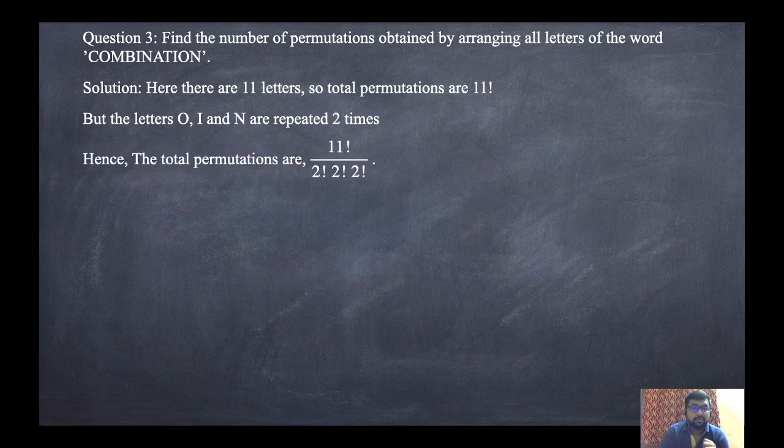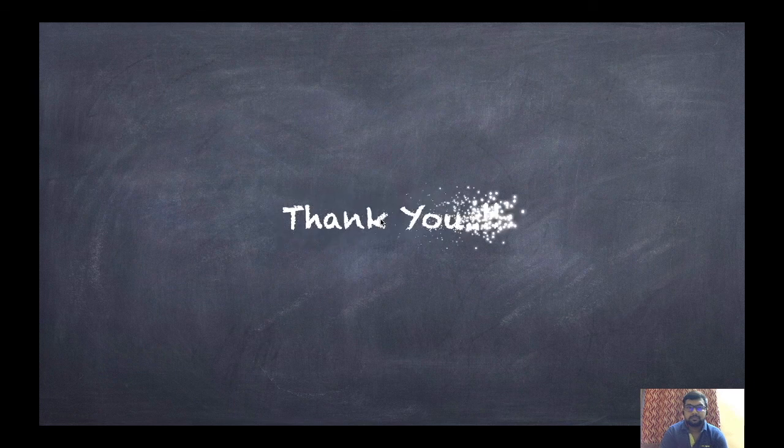So hence the total permutation is 11 factorial divided by, now O is repeating two times, so 2 factorial. I is repeating two times, so 2 factorial. And N is repeating two times, so 2 factorial. Now suppose here N repeats three times, so here instead of 2 there will be 3. Okay, so easy. Thank you.